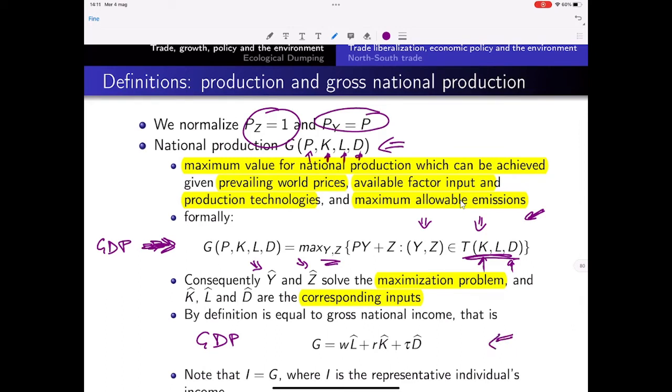Otherwise, you could also think about it in terms of income generated and distributed in the economy. That's the second. You have the different inputs: L, K, and D, which is a kind of input, and therefore this is the income that goes to these inputs. The first is the labor input, so W times L is labor income, R times K hat is capital income, and tau times D hat are tax revenues. So this is the income generated and distributed in the economy, and this is another definition of GDP.